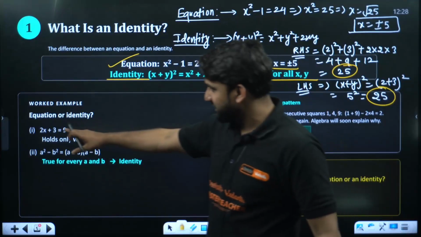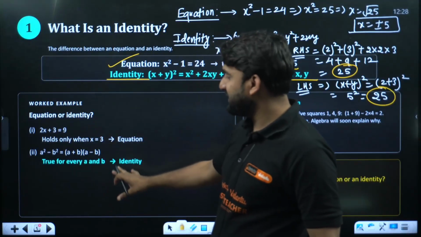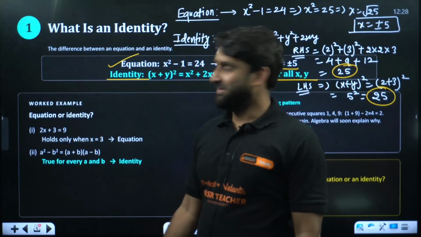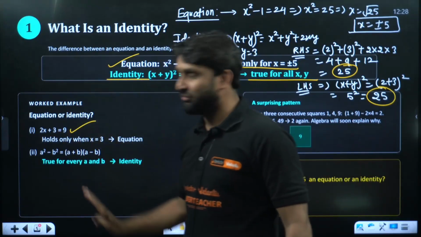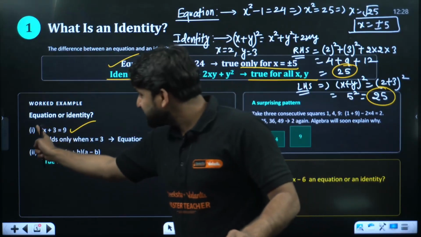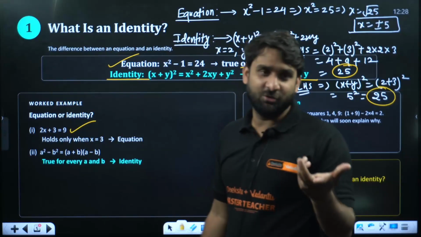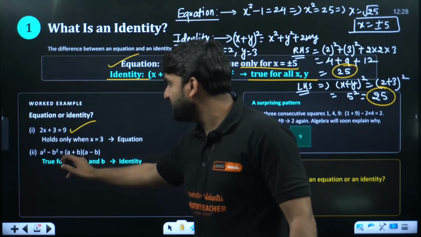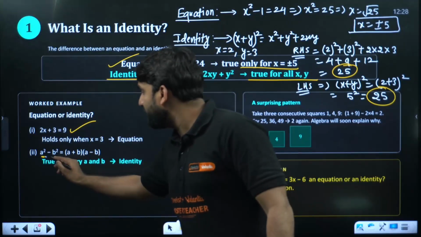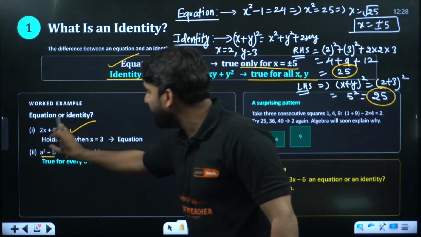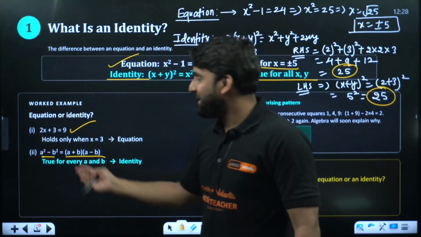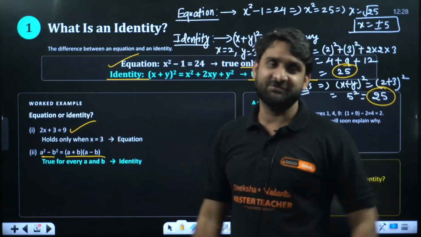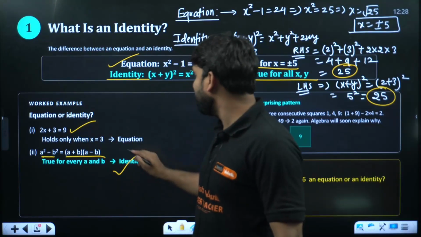Now look at the question here. You have to answer equation or identity. So this is what? Equation. Why? Because we have to find out the value of x at which this condition is satisfied. There will be only one solution because the power is 1. Now if we look at this, a square minus b square is equal to, and we have written the RHS as the expanded form of this identity. Now if you put any a and b at RHS and LHS, both will be satisfied. So this is an identity, right? And this is an equation.